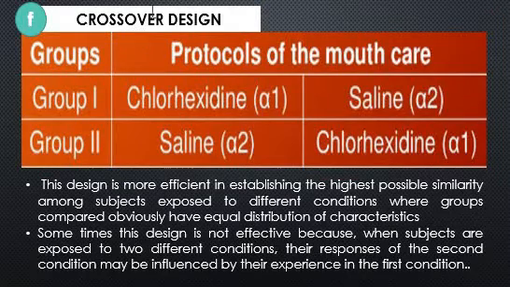Next is crossover design. In this crossover design, the subjects are exposed to more than one treatment, where subjects are randomly assigned to different orders of treatment. It is also known as repeated measures design, and this design is more efficient in establishing the highest possible similarity among the subjects exposed to different conditions, where groups compared obviously have an equal distribution of characteristics. Crossover design is considered an extremely powerful research design.